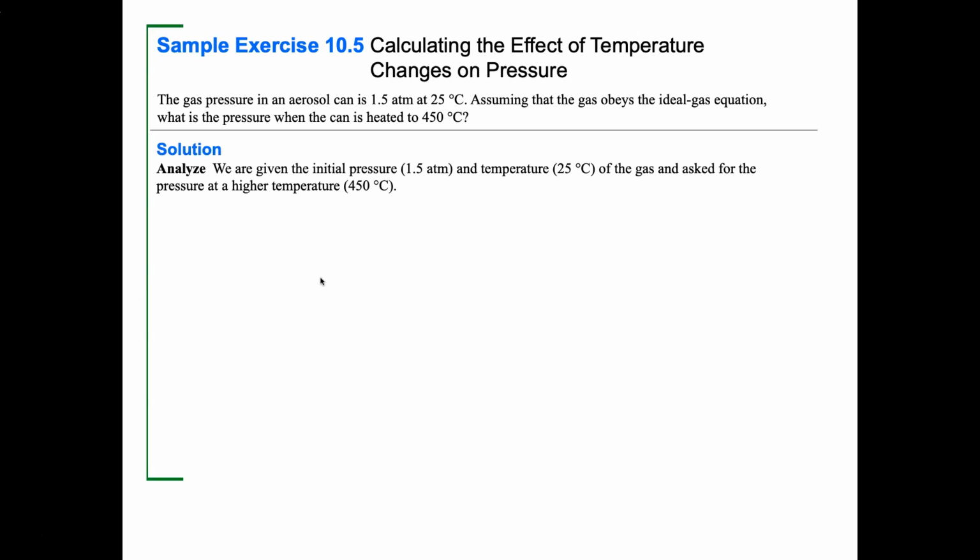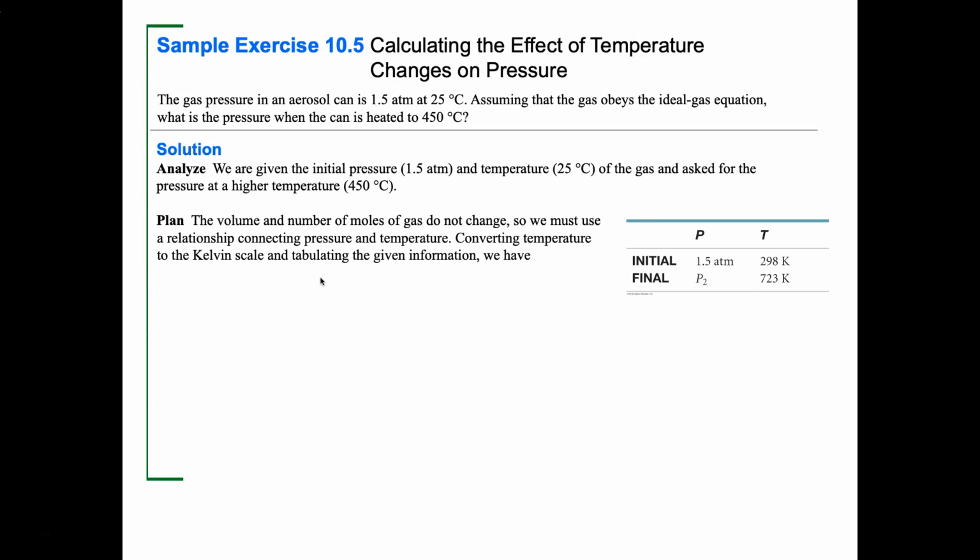So in order to do this type of problem, the first thing we want to do is go through and identify the information. We have initial pressure and initial temperature. We also have a final temperature. So putting that together, we have initial and final information. Since we're going to be using the ideal gas law, because that makes the most sense, the volume and number of moles of gas will not change according to this equation.